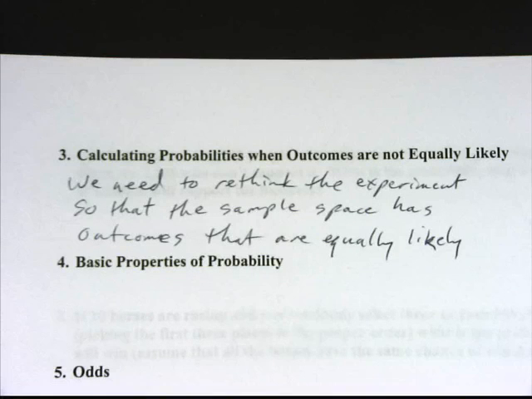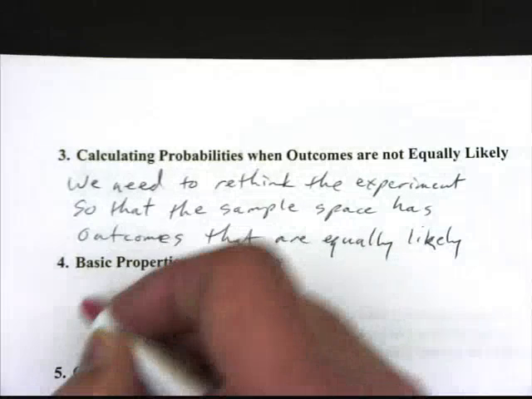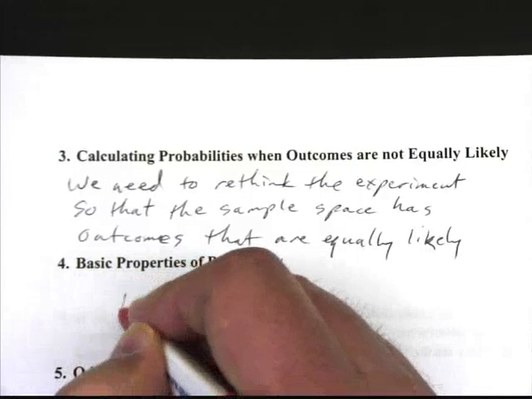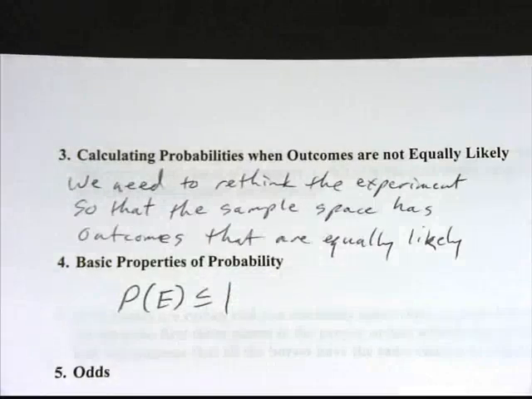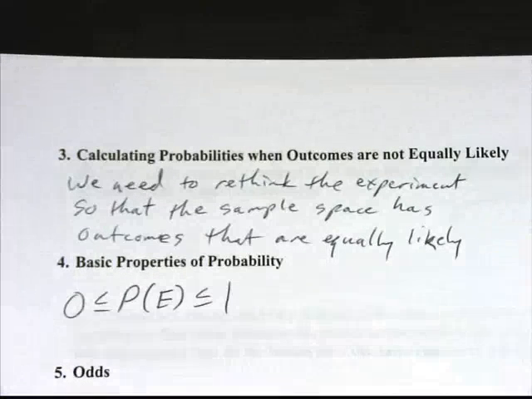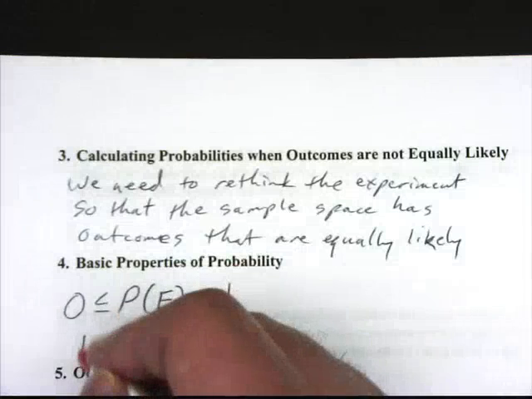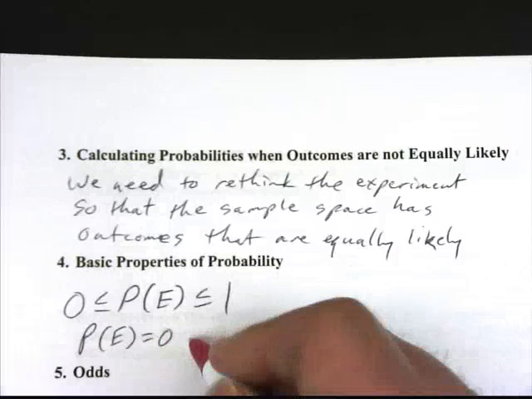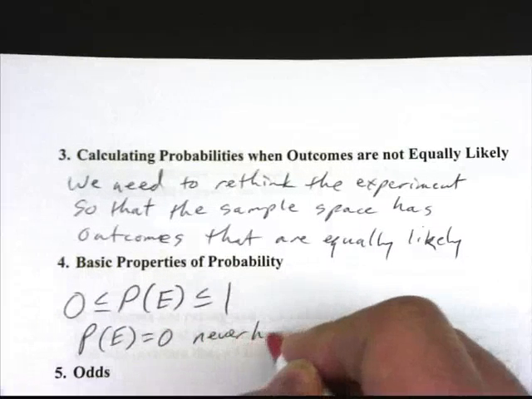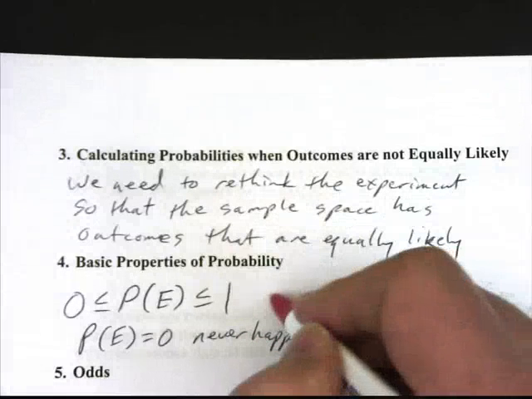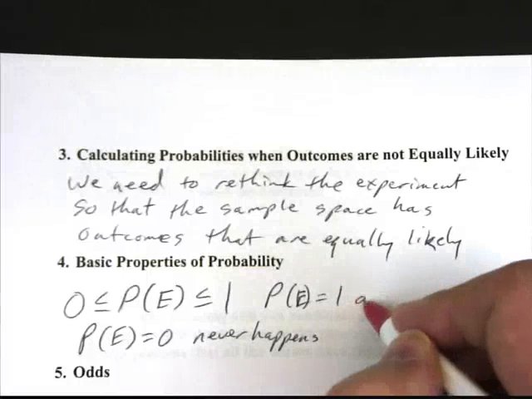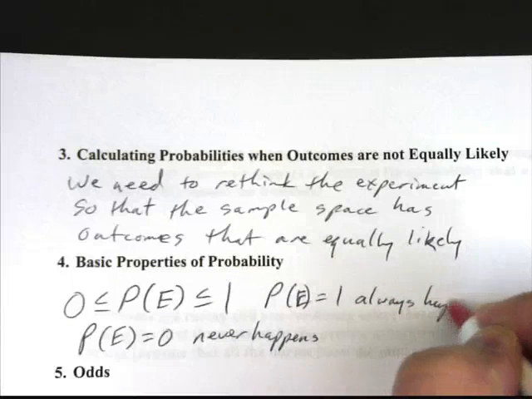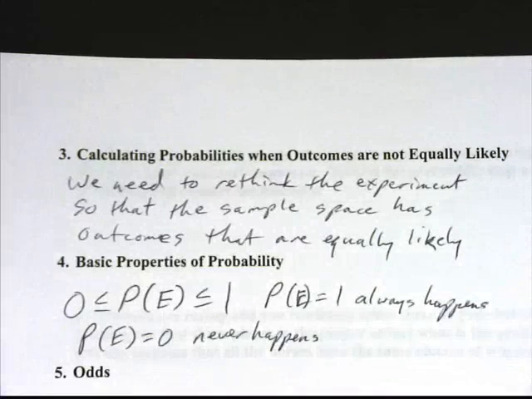And the next thing I want to talk about is what are the basic properties of probability. And there are 3 basic properties of probability. The first, we talked about a little bit earlier. We said that the probability of some event is always going to be less than or equal to 1 and greater than or equal to 0. And if the probability of some event is equal to 0, we say it never happens. And if the probability of some event is 1, we say it always happens.